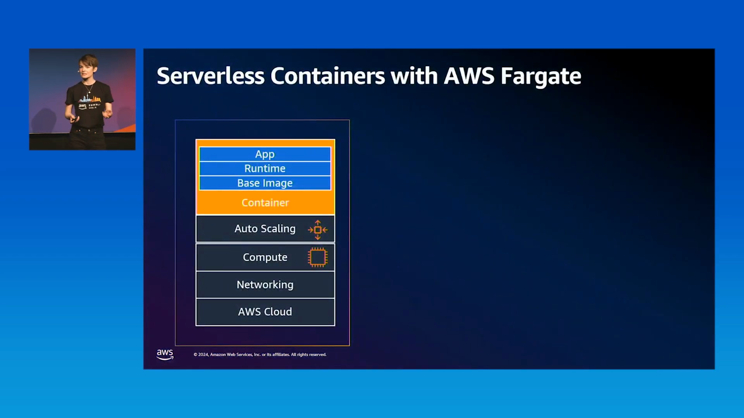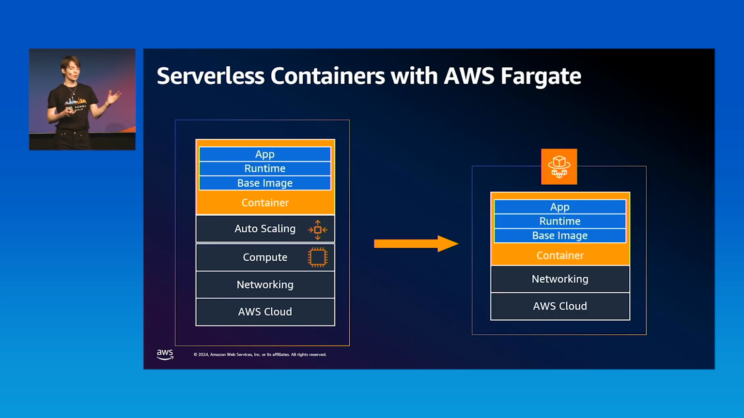So the first one is Fargate. So if we're thinking about that stack of things that you're needing to manage within a typical container situation, with Fargate, we're taking that down. So some of the pieces around auto-scaling or managing the underlying compute nodes, those are now offloaded to the Fargate service, and you're able to run containers in a serverless fashion.